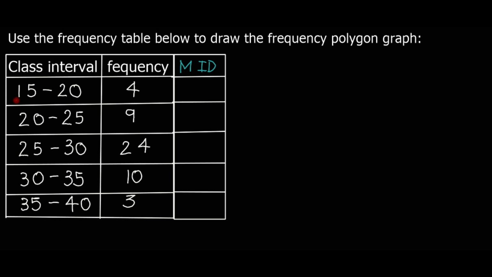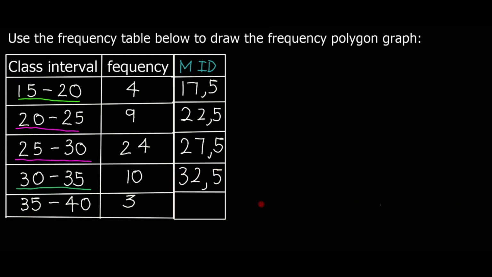We take our grouped data: 15 plus 20 divided by 2 gives us 17.5. Then we do the same thing: 20 plus 25 divided by 2 gives us 22.5, and 25 plus 30 divided by 2 gives us 27.5, and 30 plus 35 divided by 2 is 32.5, and the last one, 35 plus 40 divided by 2 gives us 37.5. And then from there let's draw the graph.